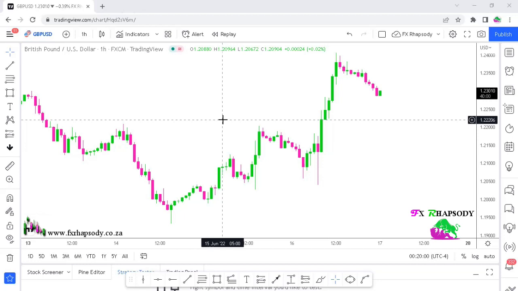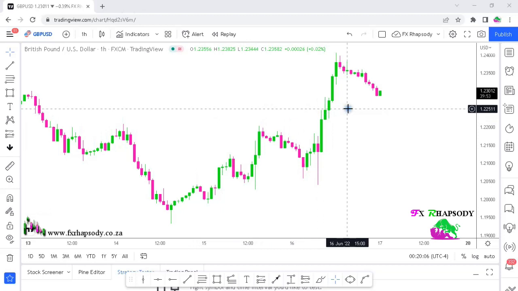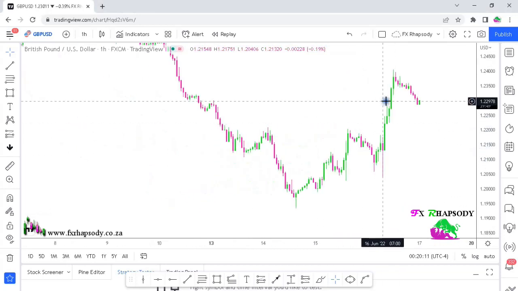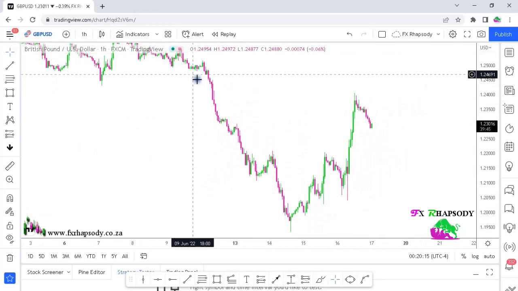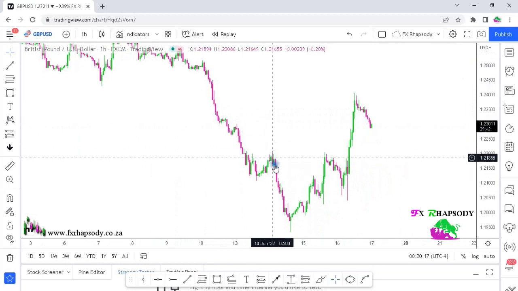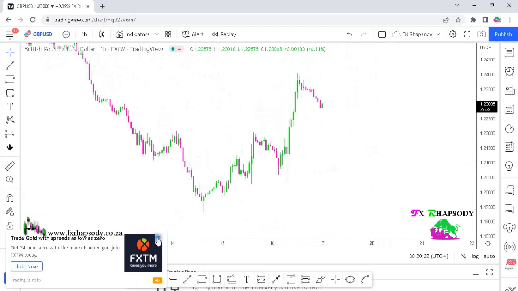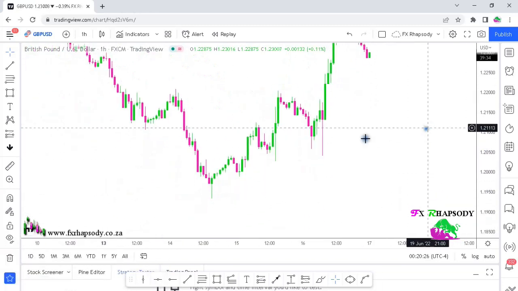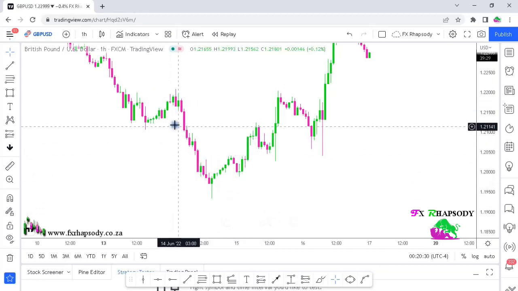So what I did in the British pound US dollar, I'm just going to show you on the 1 hour time frame. Just zooming out a little bit, you can see there was a big bearish movement in the British pound US dollar this whole week. You could see a little turn happening in the market where the British pound hit a low and then started moving to the upside.